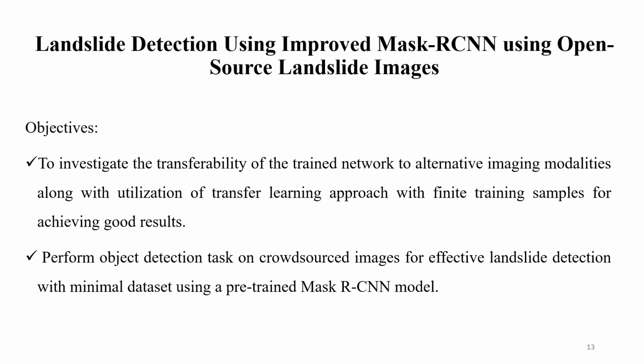The major objective of this research is to investigate the transferability of the pre-trained network to alternative types of images, along with the utilization of the transfer learning approach with a limited training data set and achieving good results. The second objective is to perform the object detection task on crowdsourced images for effective landslide detection with a minimal data set by using a pre-trained Mask RCNN model.